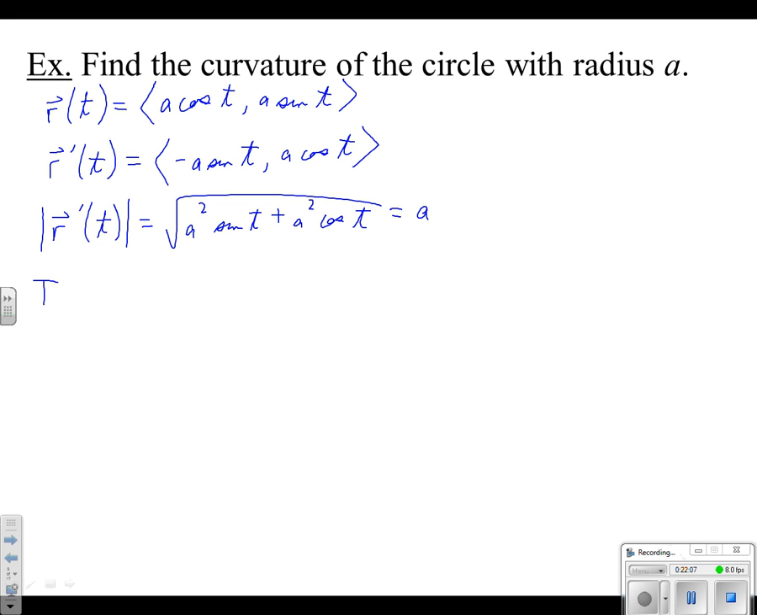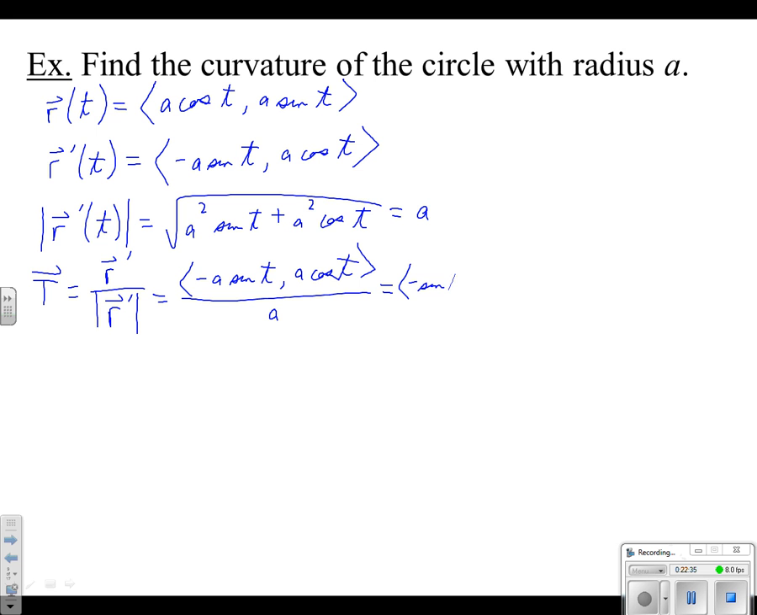Okay, we know T is r prime divided by its own magnitude. So that would be negative a sine t, comma, a cosine t, divided by a. So the vector T, the unit tangent vector, is negative sine t, comma, cosine t. Okay, now let's think about the curvature formula. The curvature formula talks about T prime, so let's find T prime now.